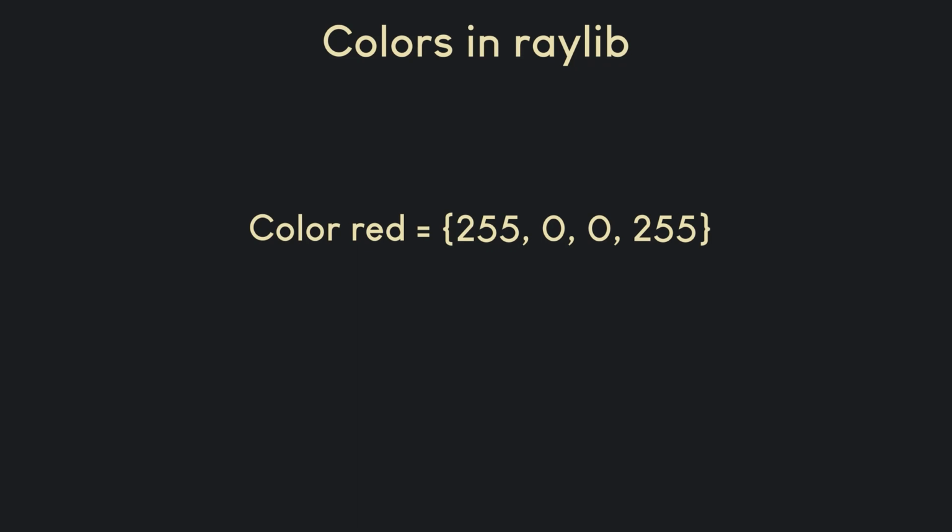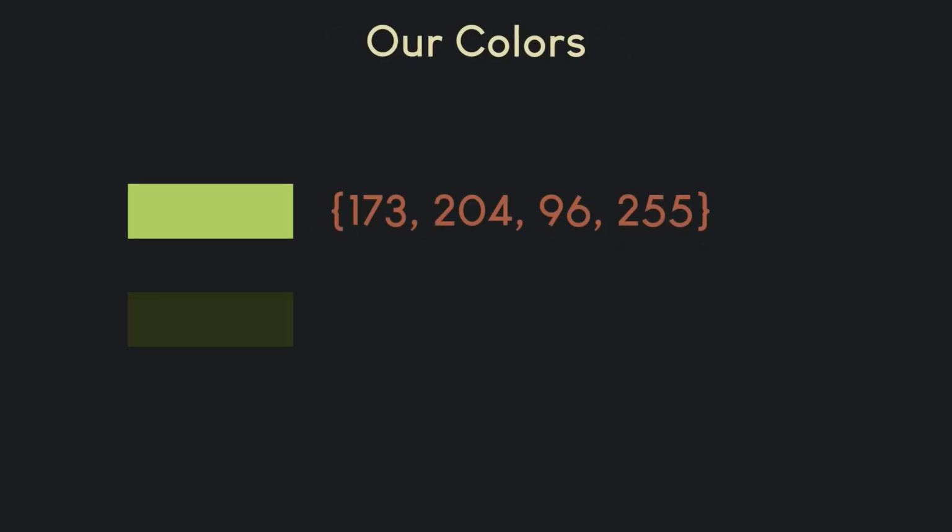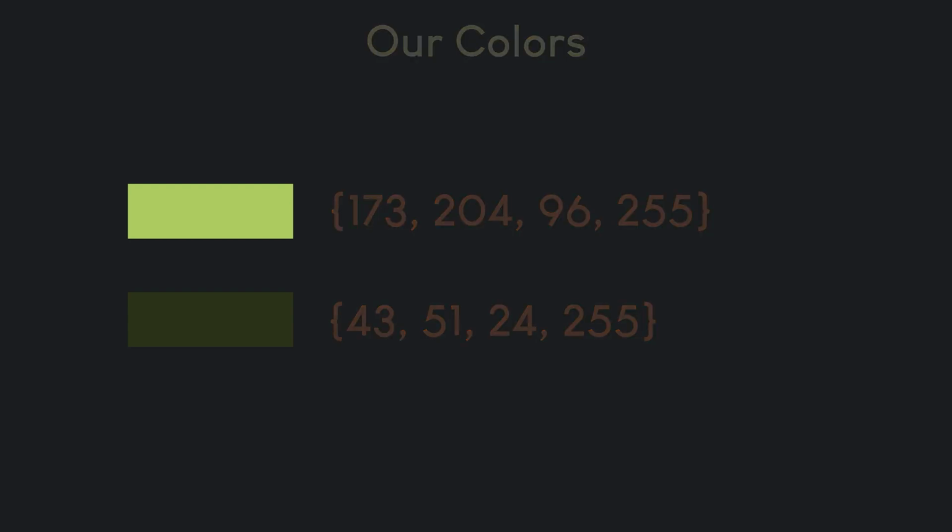For example, to create a red color, you will create a Color struct with the following values. Color red is equal to, curly brackets, 255, 0, 0, 255. The first 3 values represent the red, green, and blue components, respectively, while the 4th value represents the alpha component, or the transparency of the color. In this case, the alpha value is set to 255, which means the color is completely opaque. Our game will have a retro look, so we will be using only 2 colors, green and dark green.